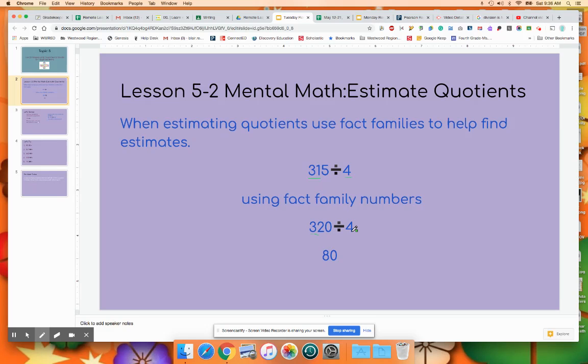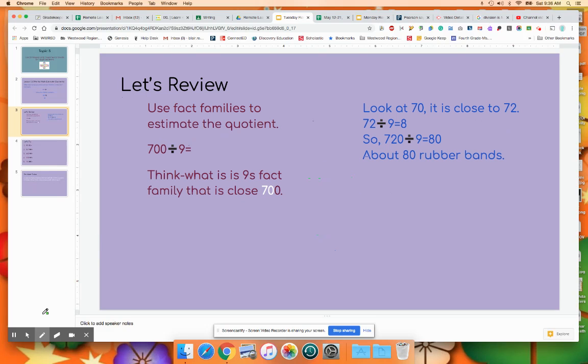So 320 divided by 4, and this looks very similar to what we did yesterday. 32 divided by 4 gives me 8, and then I have a 0. Remember also, if you were using the patterns, 32 divided by 4 is 8, 320 divided by 4 is 80. All right? So let's look at another one.